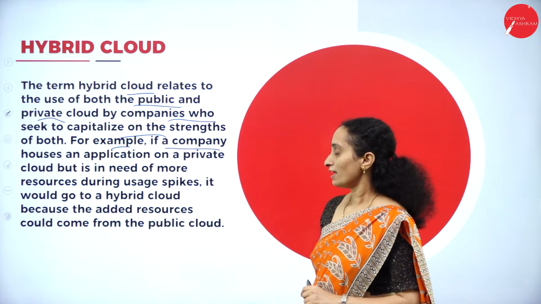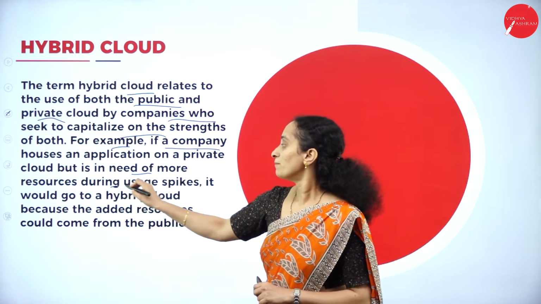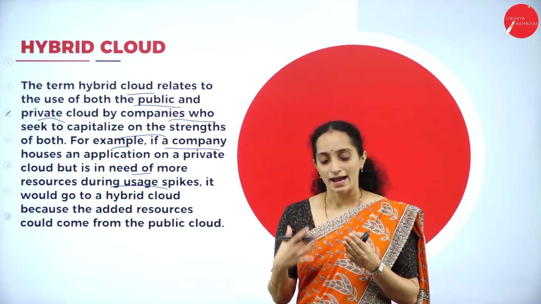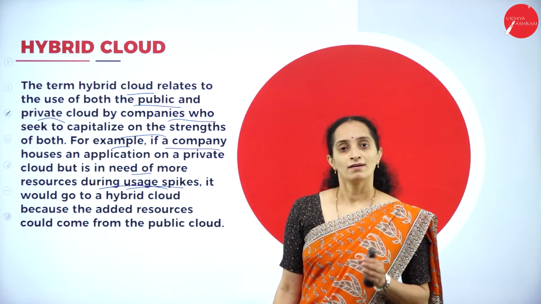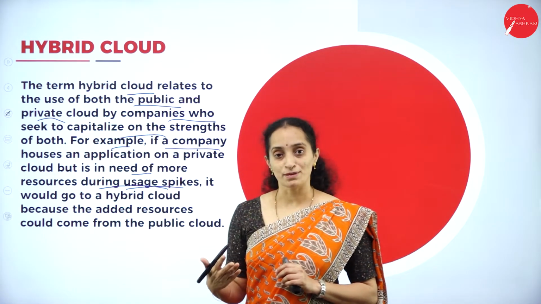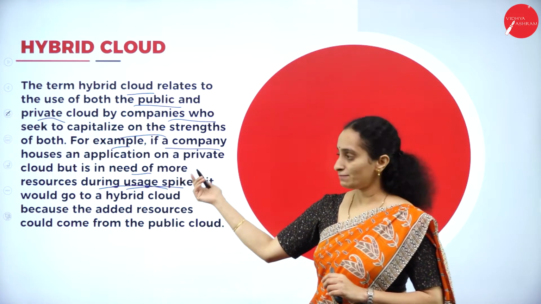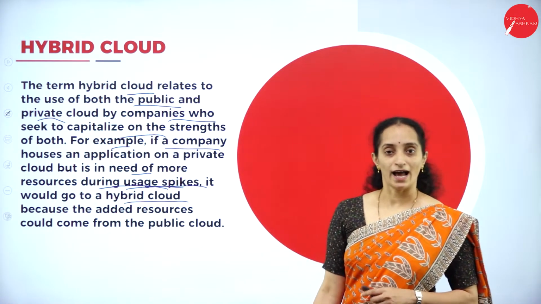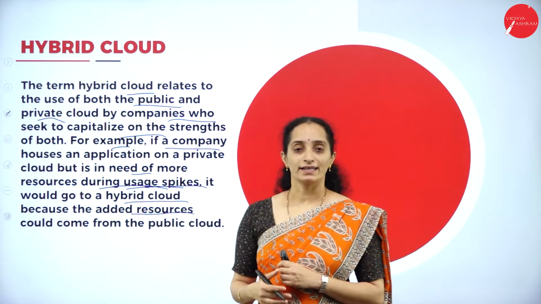For example, if a company goes for an application on a private cloud, it is opting for a private cloud, but it needs dynamic resources. It is not expecting the resources to be loaded to the local server. It is in need of varying or dynamic resources, which are available only with the public cloud. You cannot have dynamic resources in a private cloud, but they are available in the public cloud. It has opted for the private but needs resources which are available only with the public cloud. It is better to have the facility of hybrid cloud, because the added resources will be obtained from the public.